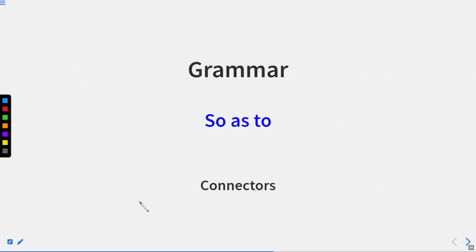Now, I hope this much is clear to you. "In order to" is clear to you. Now, we'll discuss the use of "so as to." "So as to" is again a purpose-denoting preposition. How to use it? Let us discuss in this part.